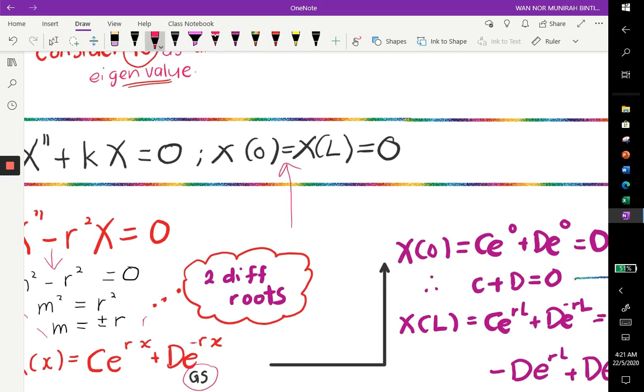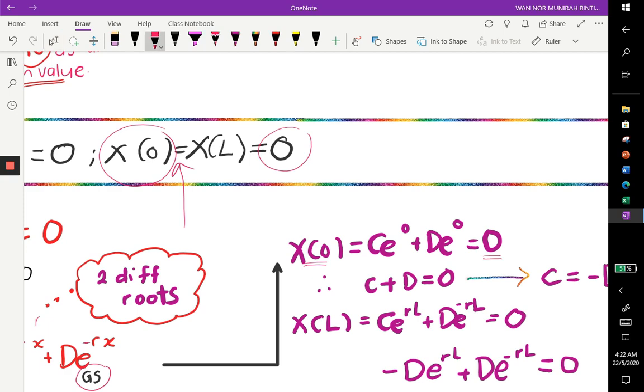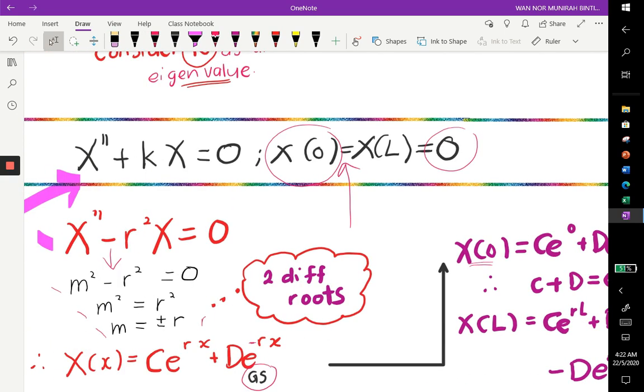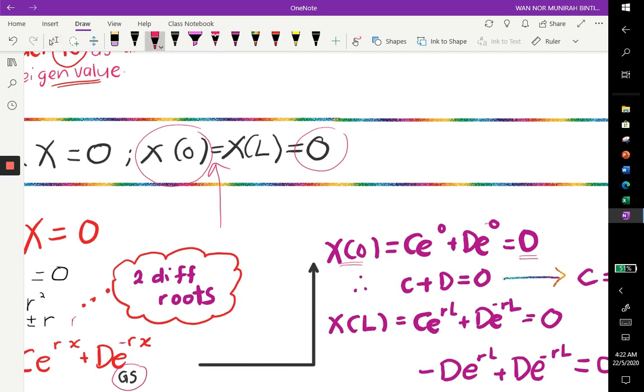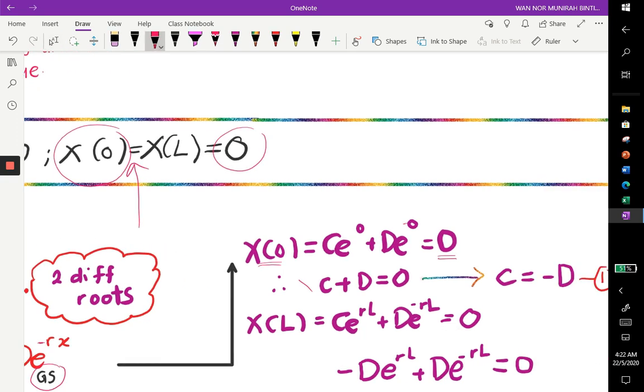The first boundary condition is x(0) equals 0. So I substitute C e to the r times 0 plus D e to the negative r times 0, equals 0. So C plus D equals 0, since e to the 0 is 1. So I can conclude that C equals negative D. I label this as my equation 1.